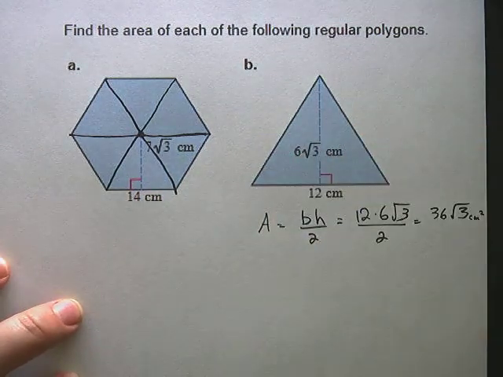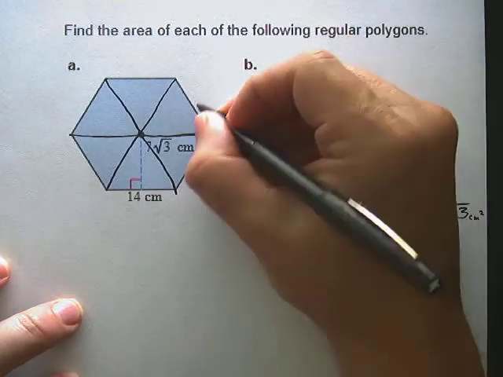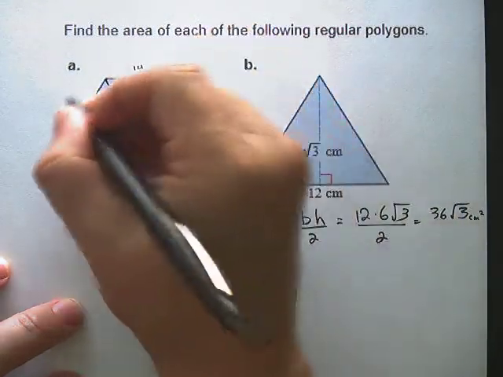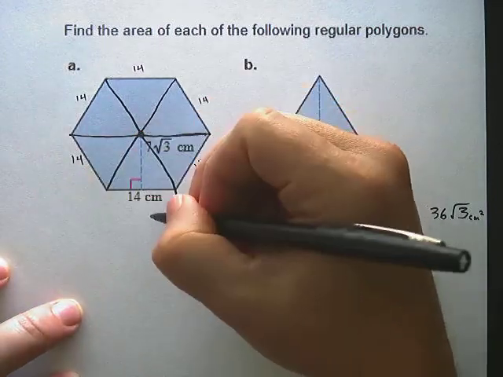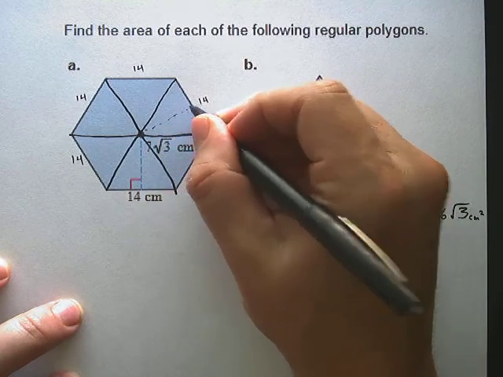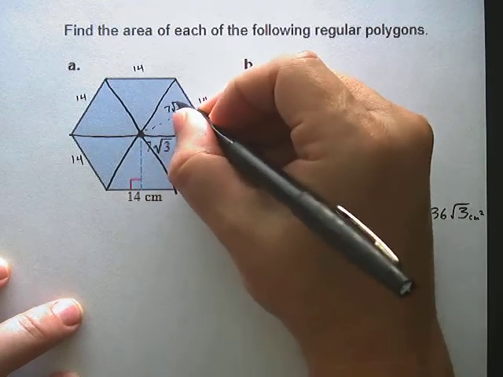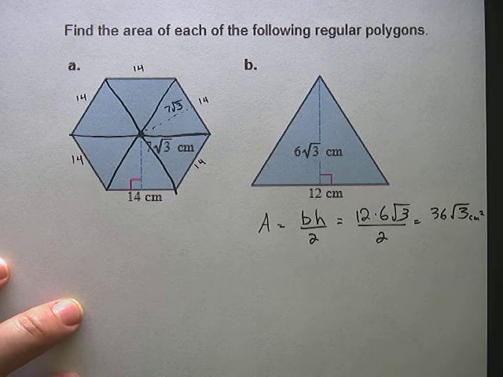We just did it over here. We know that the base of each one of these triangles is 14. So they're all the same. They're all 14. And we know the height of each one of these triangles is 7 square roots of 3. So if we can find the area of one of those triangles, we can multiply that by 6, and we can get the area of the hexagon.